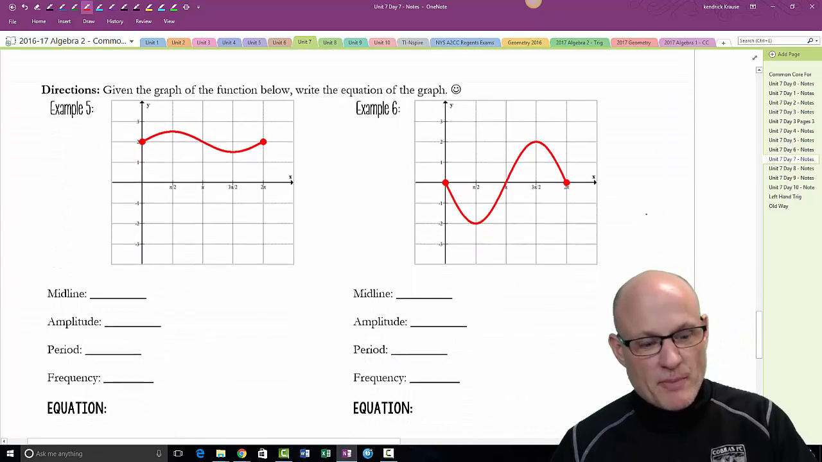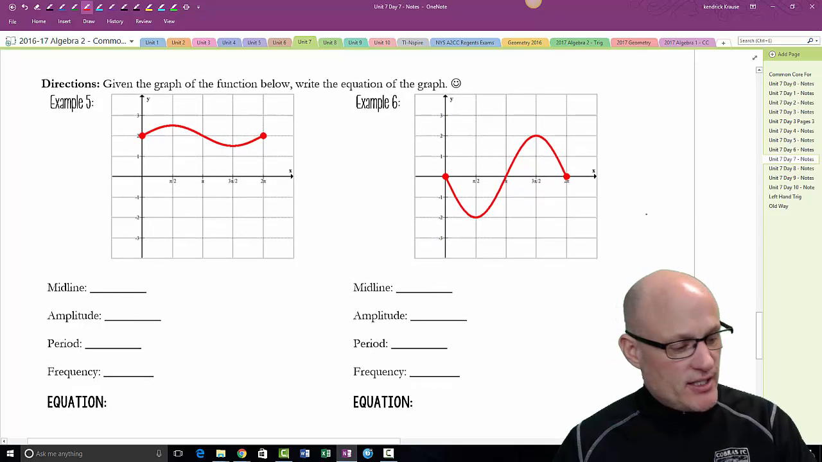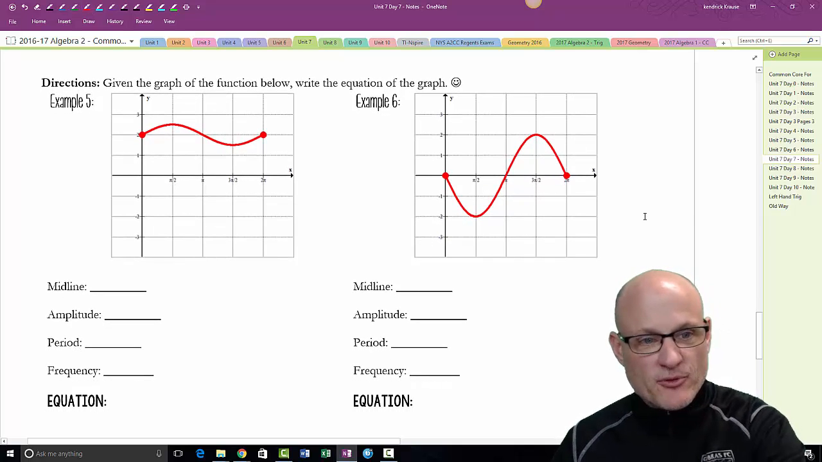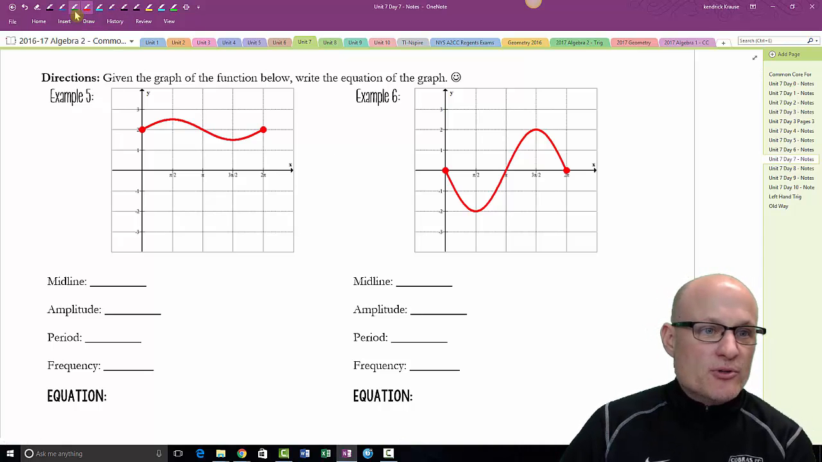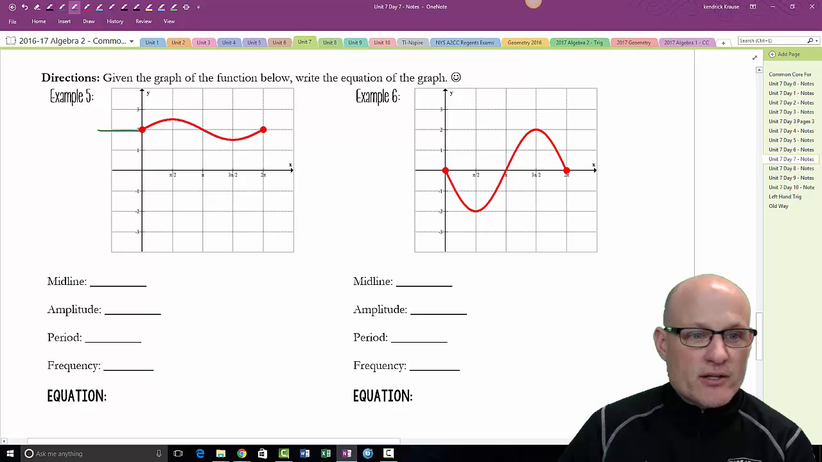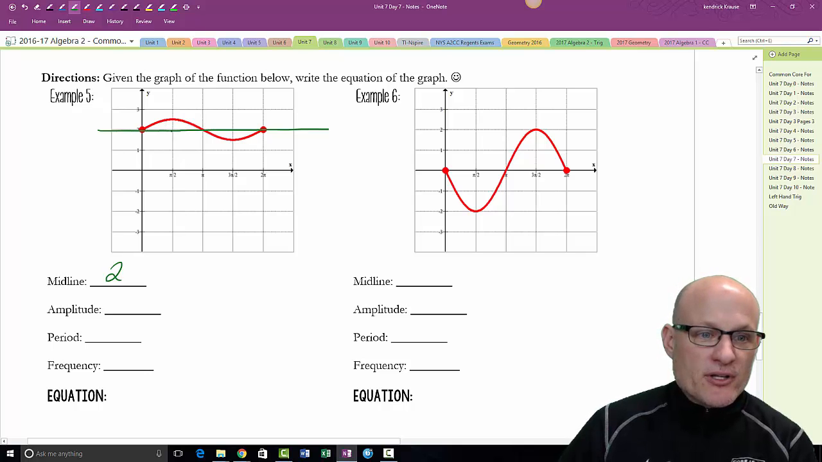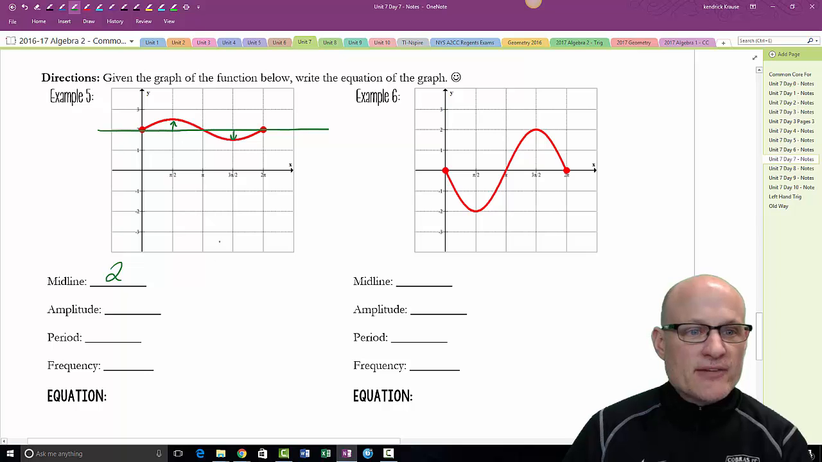All right, so this one we're going to work backwards. Given the function, I want you to put in all the information. All right, midline is where we start. It goes right through the beginning and end point, so there it is right there. So my midline is 2. My amplitude is this difference, or this difference. Absolute value, it's a half. So 1/2.